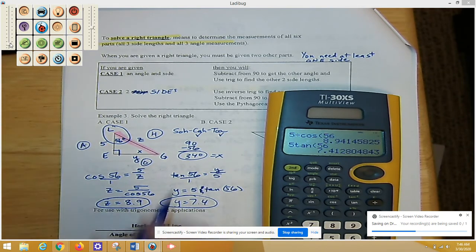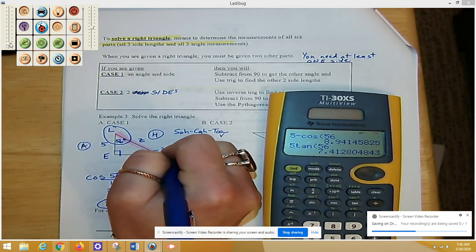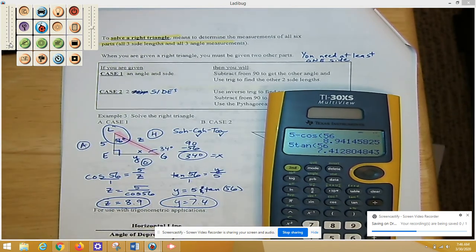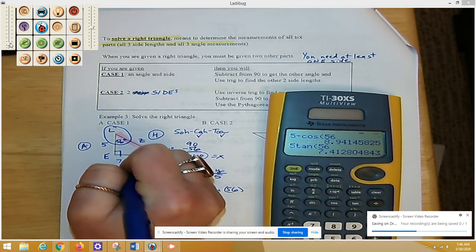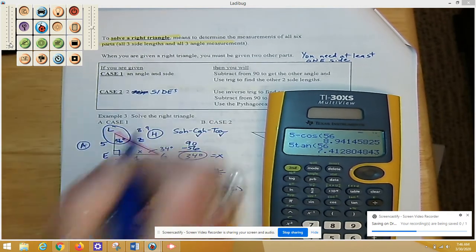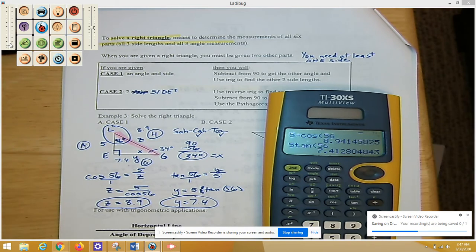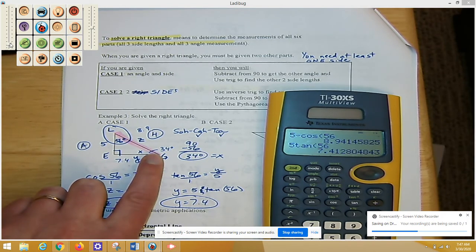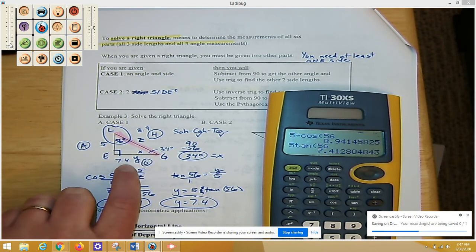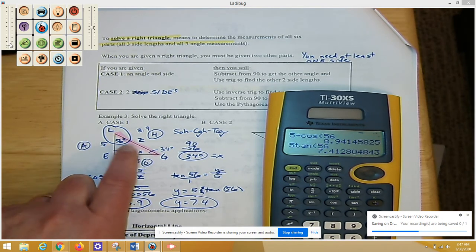And then come over here, and if you want, you could write everything in. So that's 34 degrees. This was 7.4, and this was 8.9. And I always like to double check. The smallest side is the 5, and that's across from the 34. The medium side is a 7.4, and that's across from the 56. And the largest side is the 8.9, and that's across from the right angle.